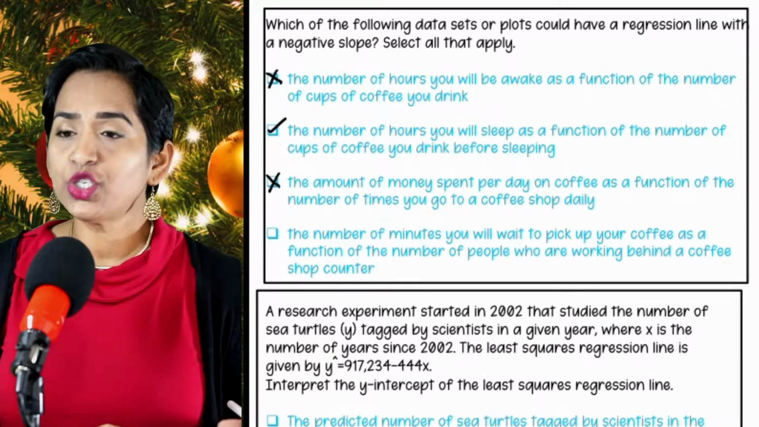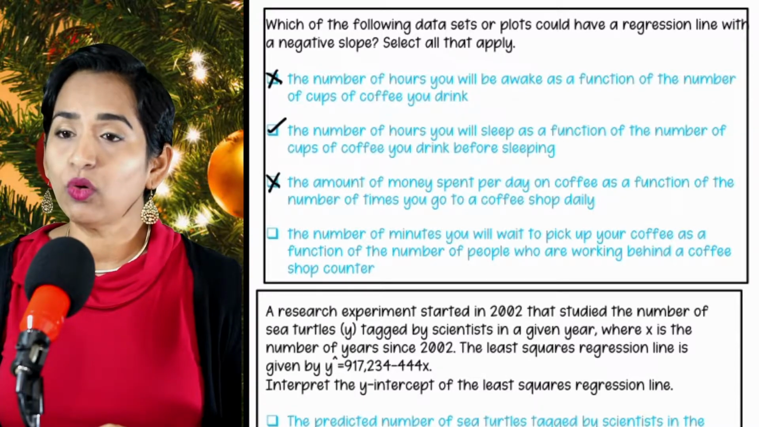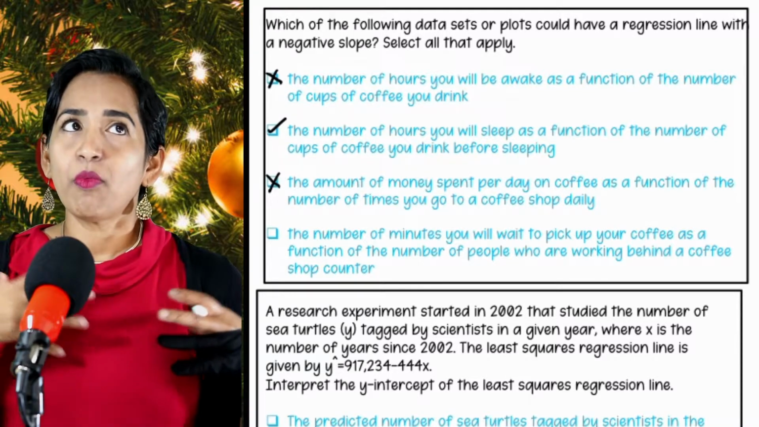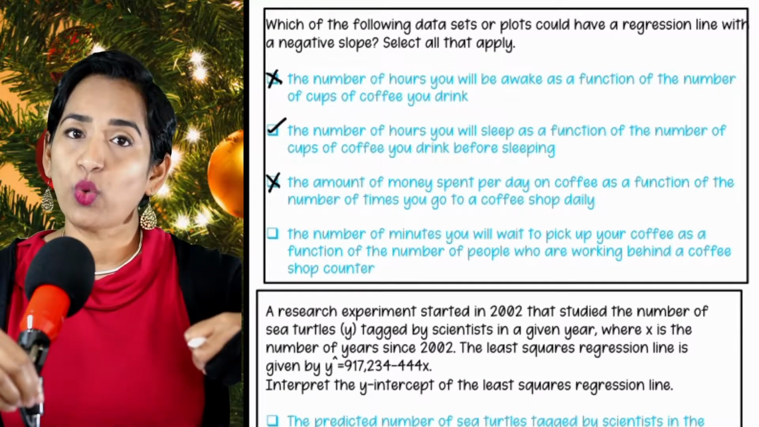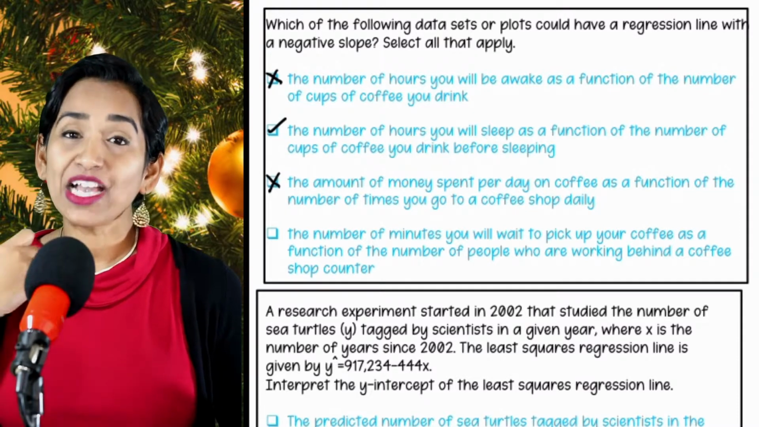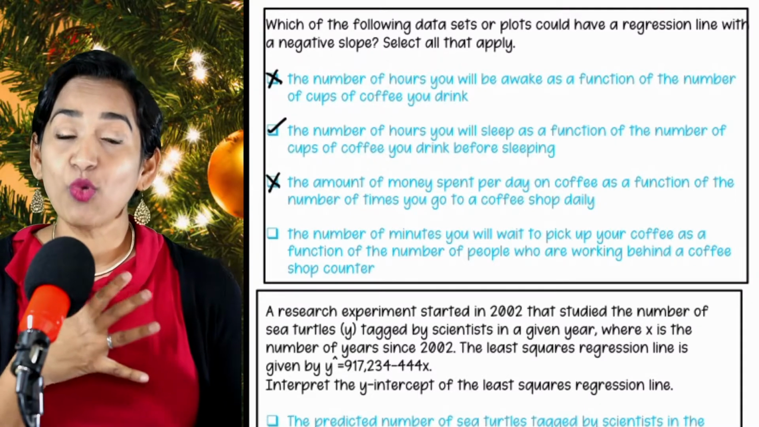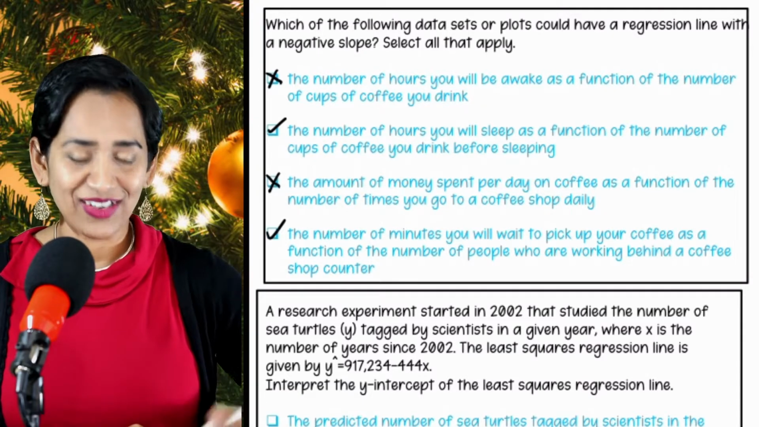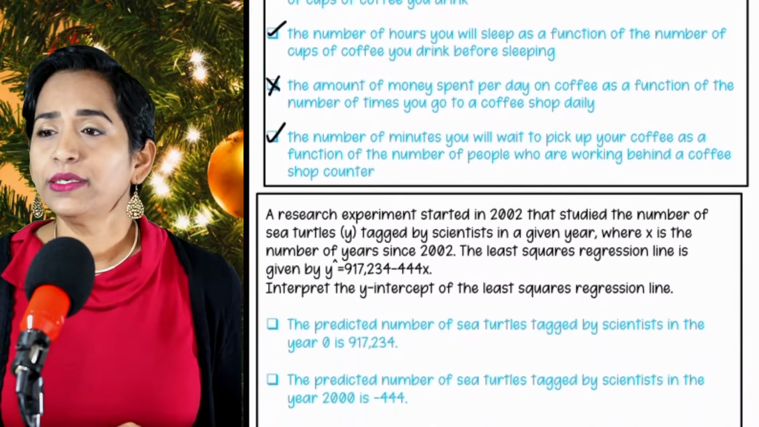The number of minutes you will wait to pick up coffee as a function of number of people who are working behind the coffee counter. So if there are more people, that means I'll have less time to wait, right? Think about it. If you go to a store and you only have one cashier, what do you do? You always look around and see if anybody's coming. Why? Automatically, you know if you have more, the time will be less. So more people, less time. Opposite. So it's a negative slope. Fair enough? Let's look at the next one.